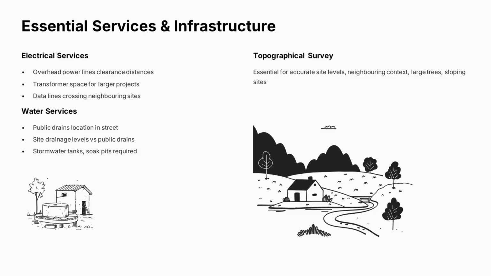The next thing to look at is the land's topography. Some council maps will give you rough ground levels and information, but it's important to get a proper topographical survey as early as possible. That survey gives you accurate site levels, the context of your neighboring properties, large trees, and other key features. This is especially important if you're working with a sloping site.